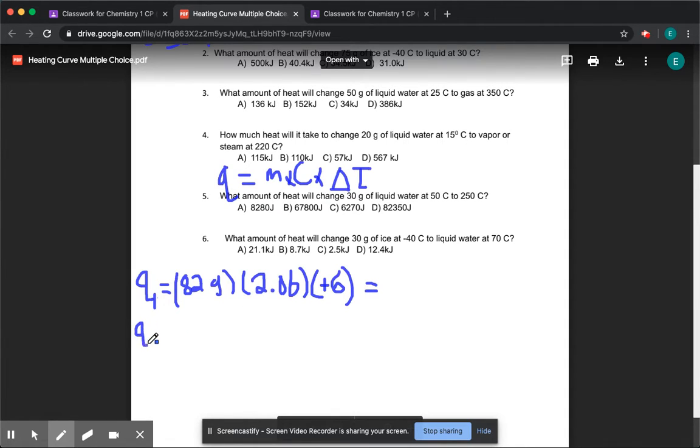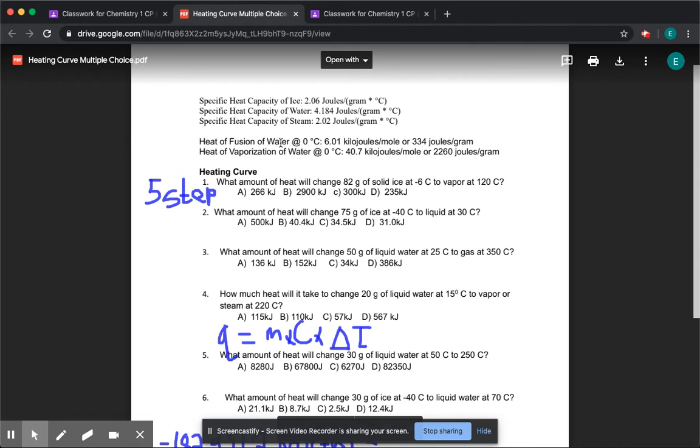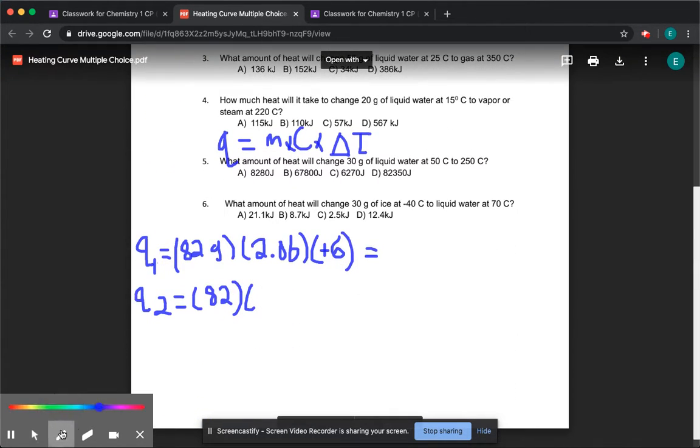Second step is now we have to melt the ice. So you just take how much you have, which is 82 grams, and multiply that by the heat of fusion. What is our heat of fusion? Heat of fusion is 334 joules per gram.